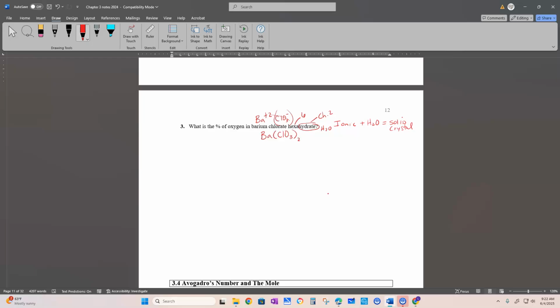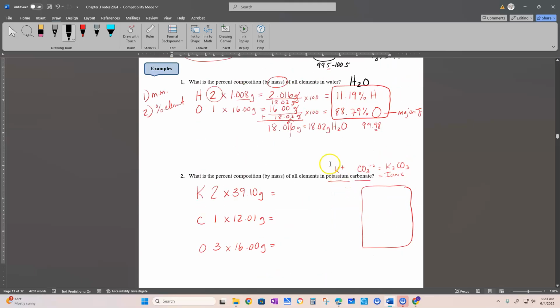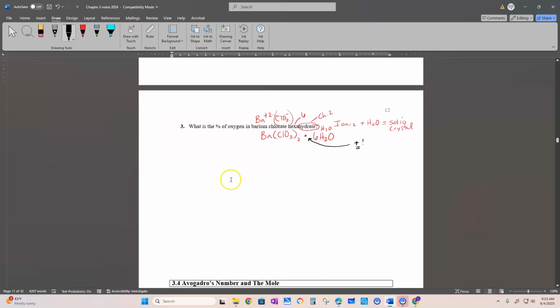So what you do is you add that 6 waters to the end of the formula. But in between the formula, you add a dot. Okay? Now I know, ladies and gentlemen, you see that dot and you're thinking math, that means multiply. But in chemistry, that dot means add. Okay? So we're going to take the molar mass of the barium chlorate, and we're going to add it to the molar mass of 6 waters. And because we already know the molar mass of water, 18.02, we don't have to solve that again. So we're going to list it.